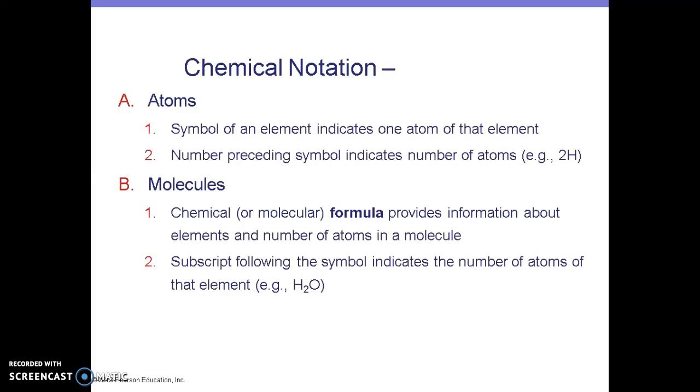A little bit about chemical notation. Our periodic table consists of elements, and the elements all consist of atoms of exactly the same type. If you have a number preceding a symbol, H is the symbol for hydrogen, it tells you how many atoms you have, so 2H means two hydrogen atoms. A chemical formula tells us a little bit more information about how many atoms and what type of elements are in a reaction.